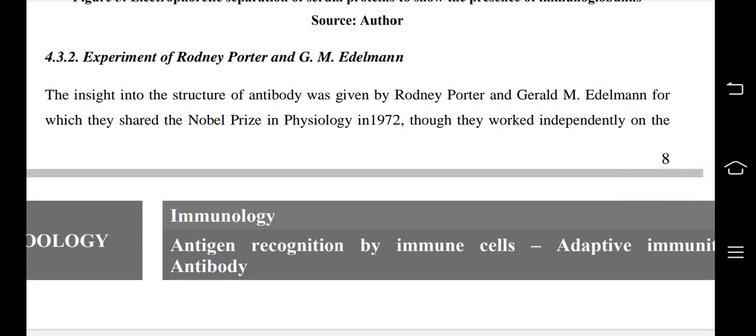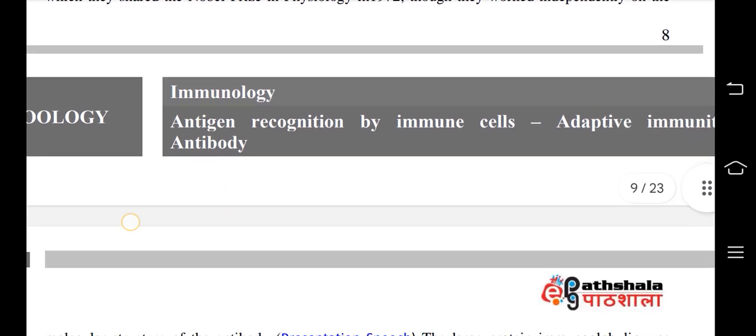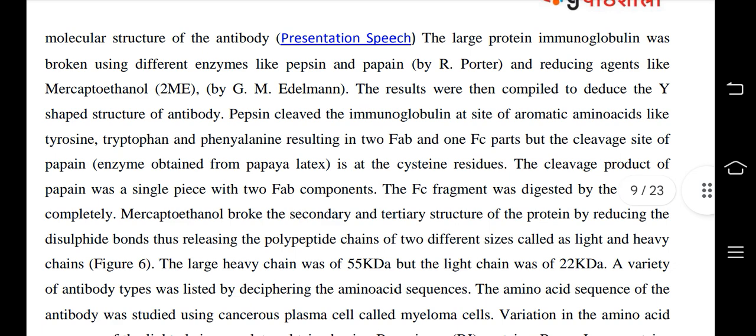Experiment of Rodney Porter and G. M. Edelman. The insight into the structure of antibody was given by Rodney Porter and Gerald M. Edelman, for which they shared the Nobel Prize in Physiology in 1972, though they worked independently on the molecular structure of the antibody. A large protein immunoglobulin was broken using different enzymes like pepsin and papain and reducing agents like mercaptoethanol. The results were then compiled to deduce the Y-shaped structure of antibody.